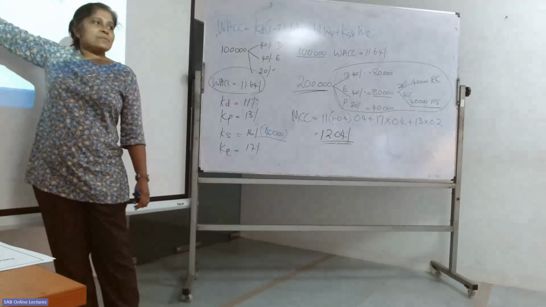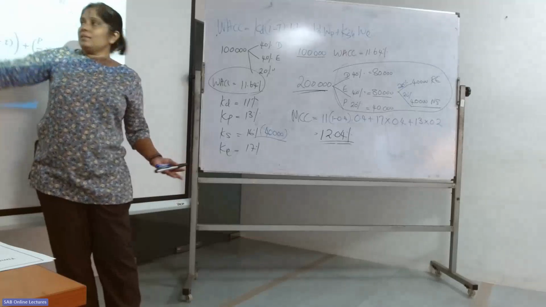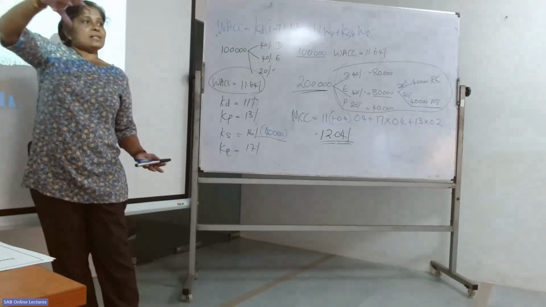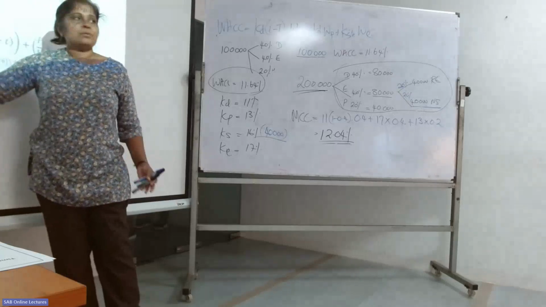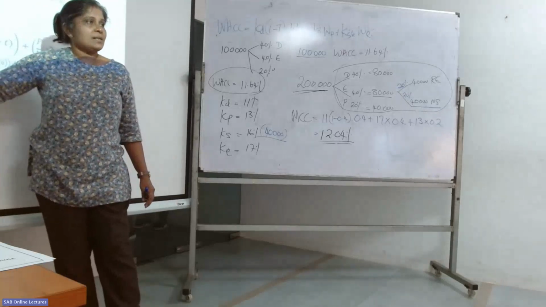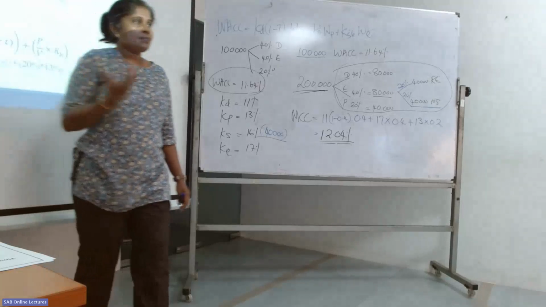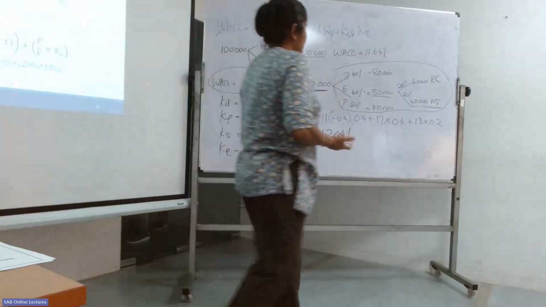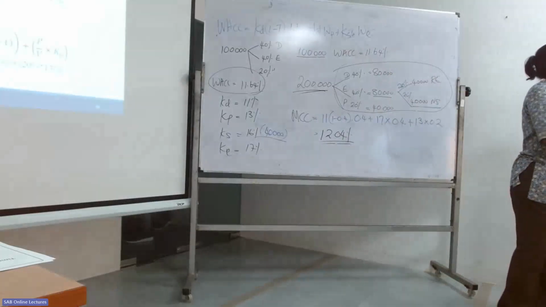Before, the MCC was this much. But when you are increasing by an additional 100,000, now the cost is MCC 12.04. That is the meaning. After raising the funds, the cost is 12.04. So that is the marginal cost.